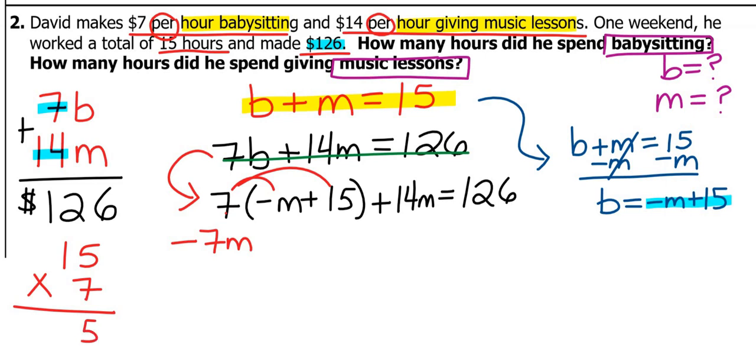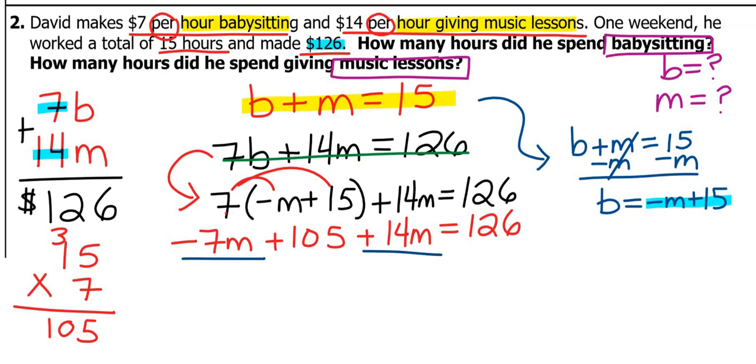Seven times 5 is 35. 7 times 1 is 7, plus 3 is 10. So 105. So I'm going to have plus 105 plus 14M equals 126. Combine like terms. So I have a negative 7M plus 14M, which is going to give me a positive 7M plus 105 equals 126. Subtract 105 from both sides.